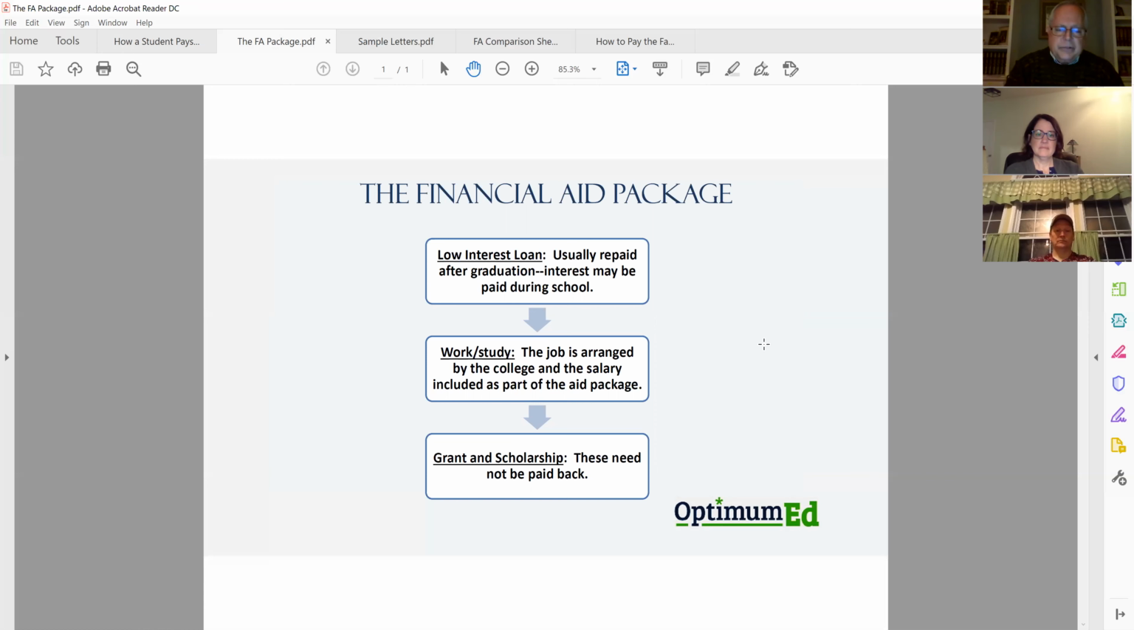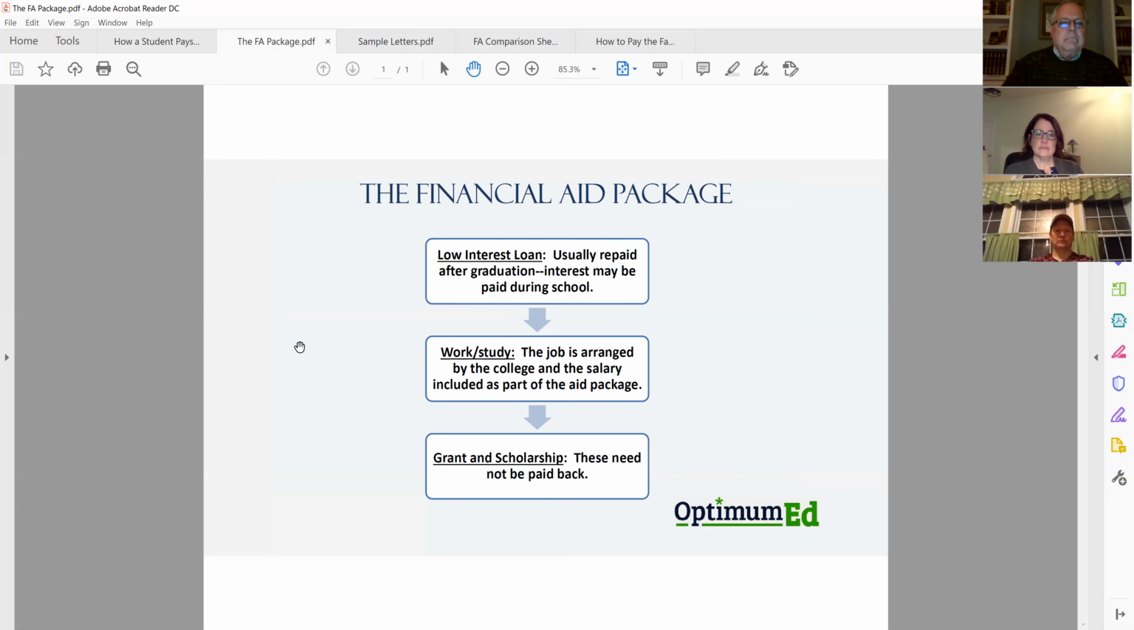And then the stuff we all like, the free stuff, the grants and scholarships. The term grant is usually reserved for need-based awards. Scholarships imply merit. So I think that's pretty intuitive.